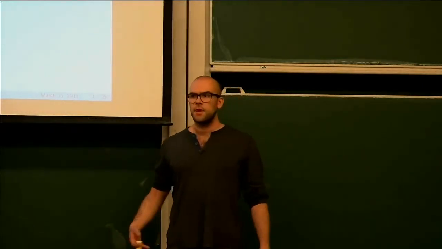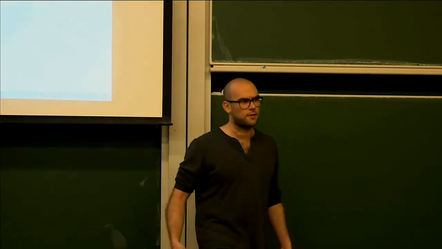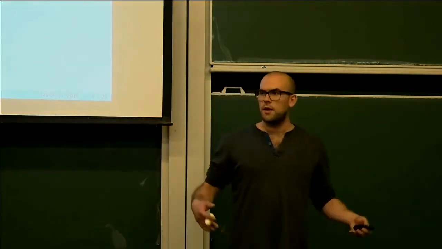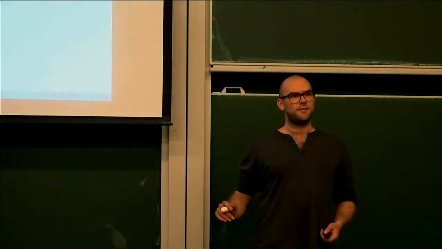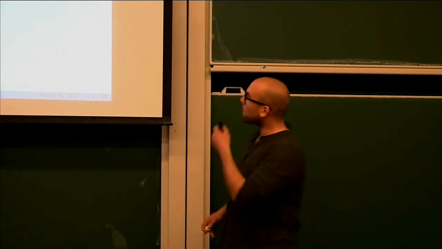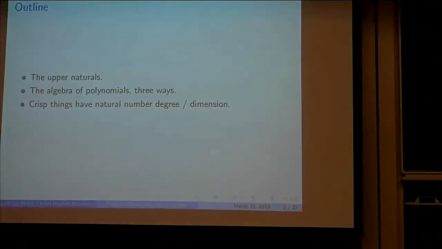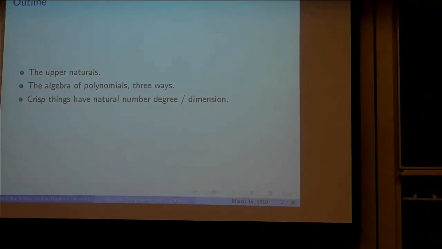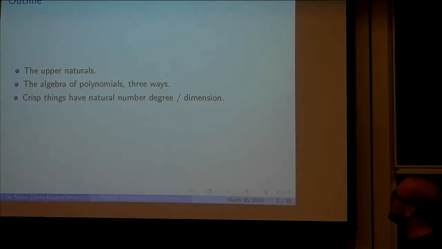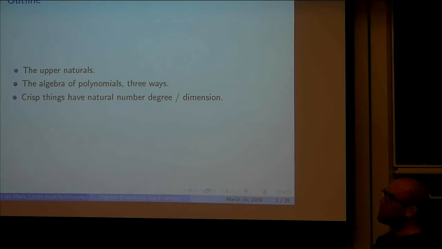topology they have and how that plays with numerical invariance of objects. So in particular, don't get too excited, the numerical invariant I'm thinking of is the degree of a polynomial. So the outline of this is we're going to see something called the upper naturals. We're going to then define the algebra of polynomials in 3 different ways and prove two things. By a few, I mean very few. And then we're going to see that crisp things have natural number degree.